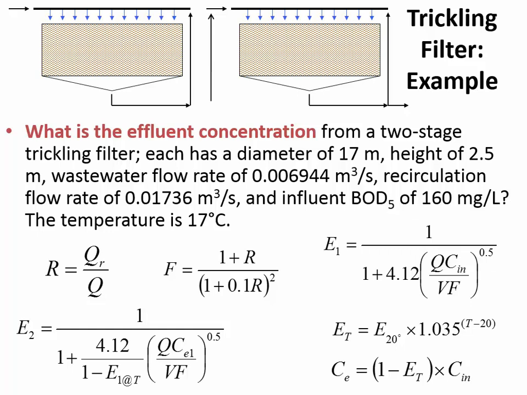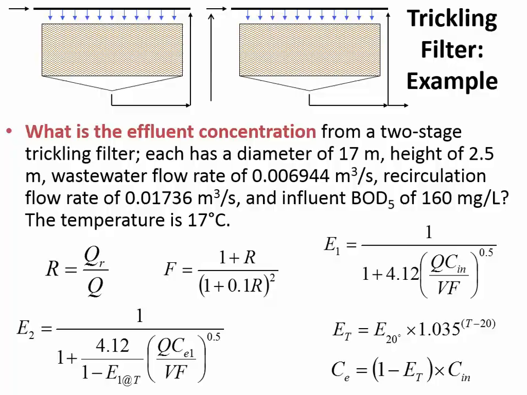So the effluent concentration coming out of stage 1 will be 1 minus E1 at 17 degrees times the concentration in. And the inflow concentration was that 160. So 1 minus 0.804 times 160 milligrams per liter means that coming out of the first stage, the concentration of BOD is 31.36 milligrams per liter.